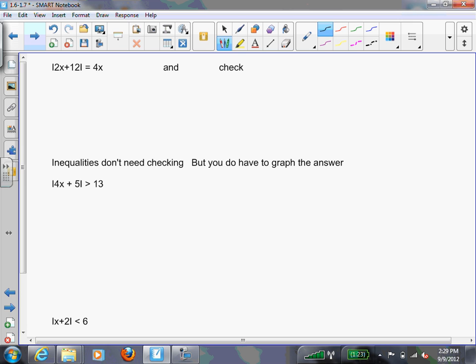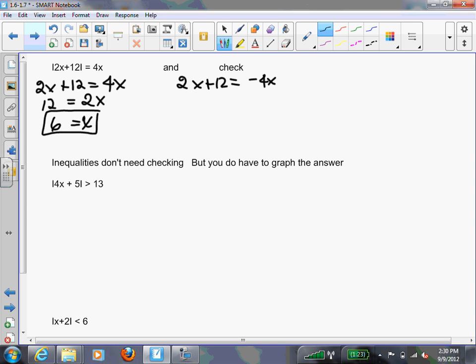So let's look at this next one. We get 2x plus 12 in absolute value, and the answer is 4x. So our two cases will be the first one written as it exists, and the second one is going to be 2x plus 12 equals negative 4x. All we're doing is putting a negative sign on our answer. Solving by moving the 2x to the right gives me 12 is equal to 2x because I'm subtracting, which means x is equal to 6.